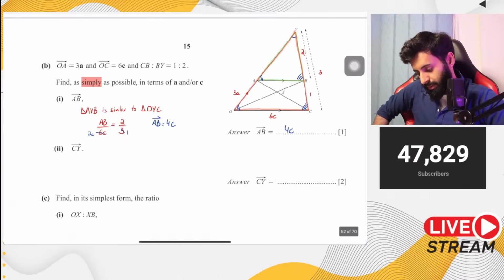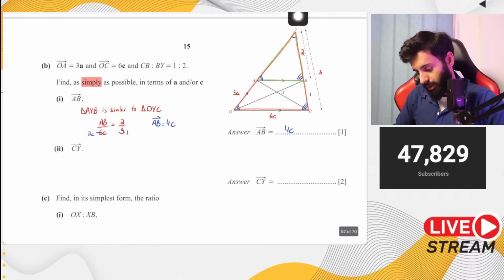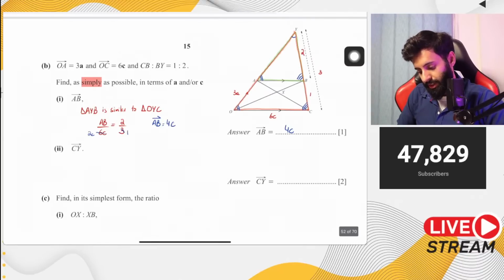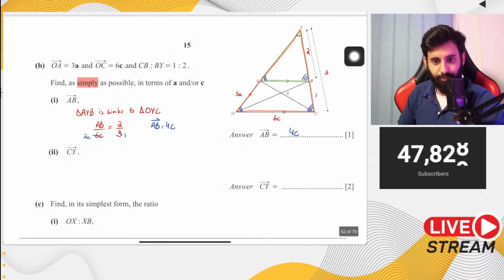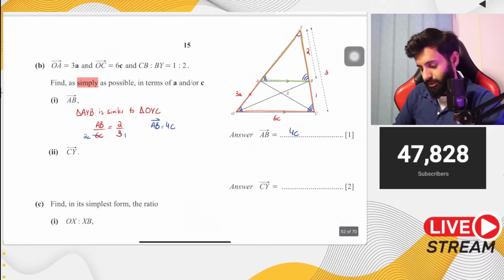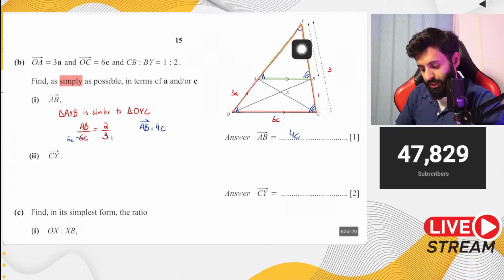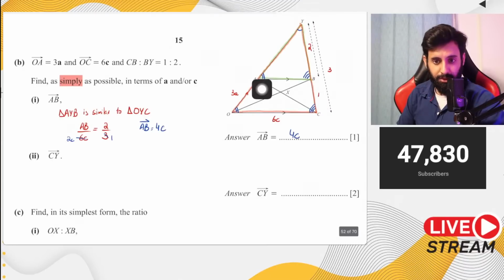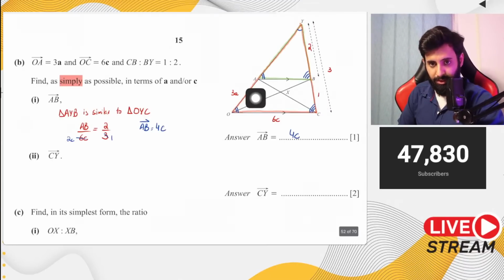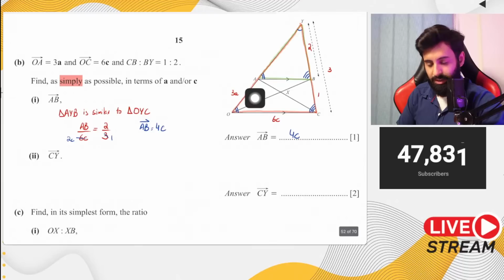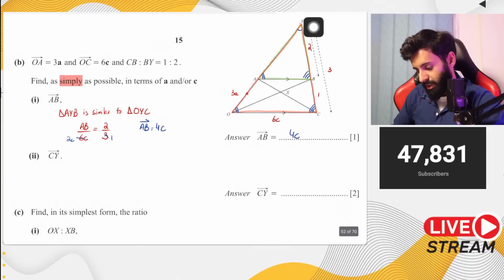Okay. CY. Alright, how do I find out CY? अब CY निकालने के लिए, here's what we're going to do. First of all, notice that these two are in the ratio 2:1. That means these two will also be in the ratio 2:1. I'll repeat what I just said. YB and BC are in the ratio 2:1.